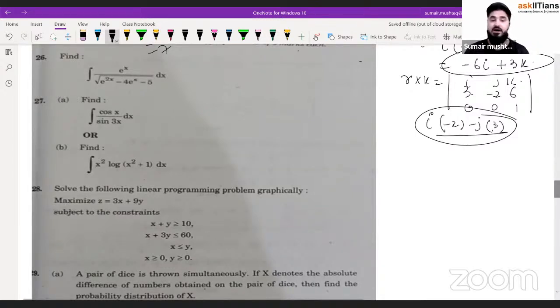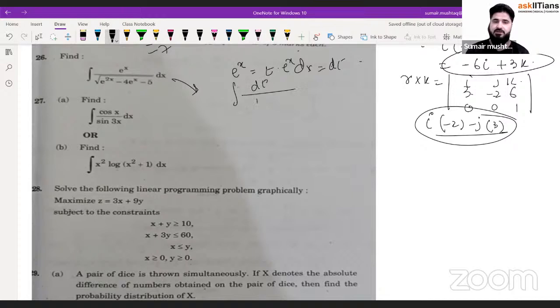Listen dear, how to proceed for this question? This question was also easy. Little substitution and the question was done. See how to get this question. First of all, you can put e to the power x is equal to t, right? So e to the power x dx is equal to dt. So write this question. This will be integral dt divided by root of t square minus 4 times t minus 5, isn't it? Now go for the completion of squares.